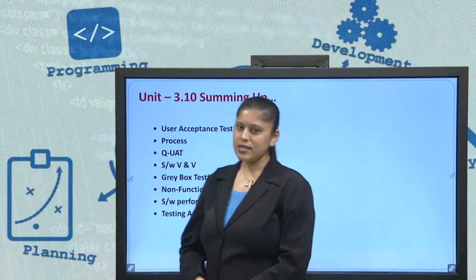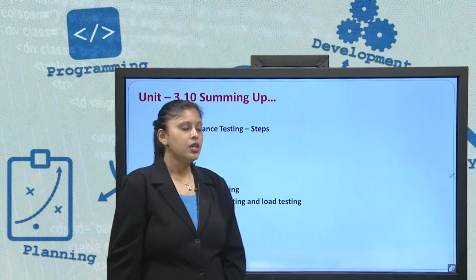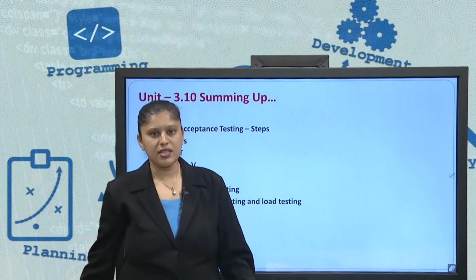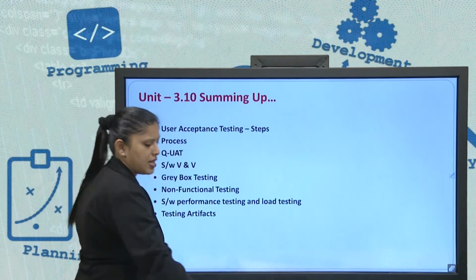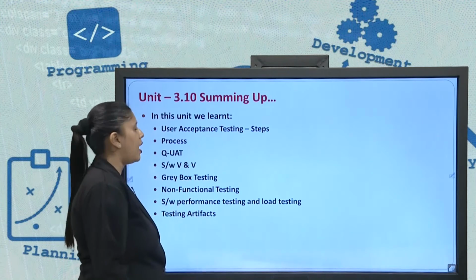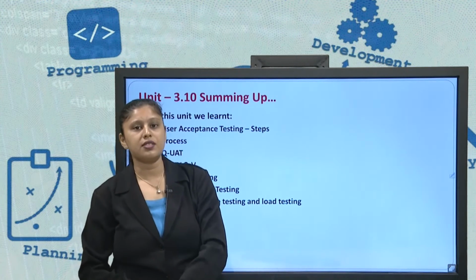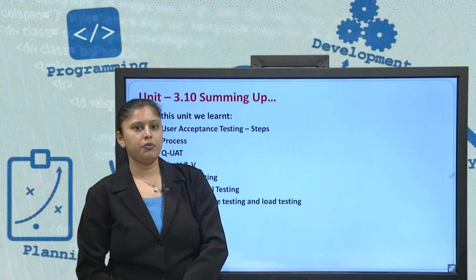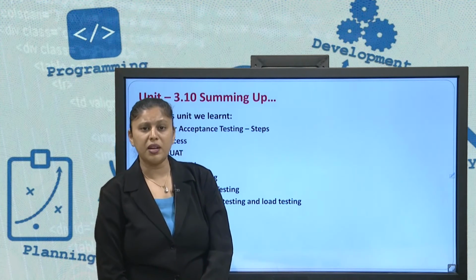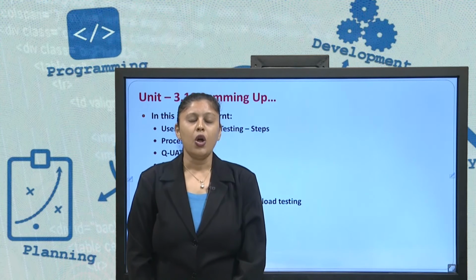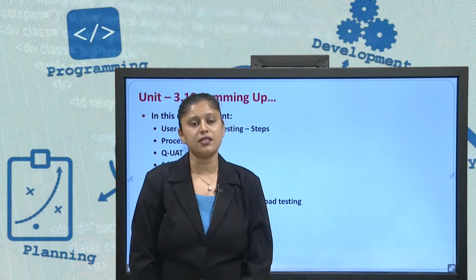Now, let us summarize what we have done in unit 3 of block 2, which was all about user acceptance testing and its processes. In this unit we have learnt user acceptance testing and its steps. In brief, user acceptance testing is a kind of beta testing, or acceptance testing, or we can even say end user testing.